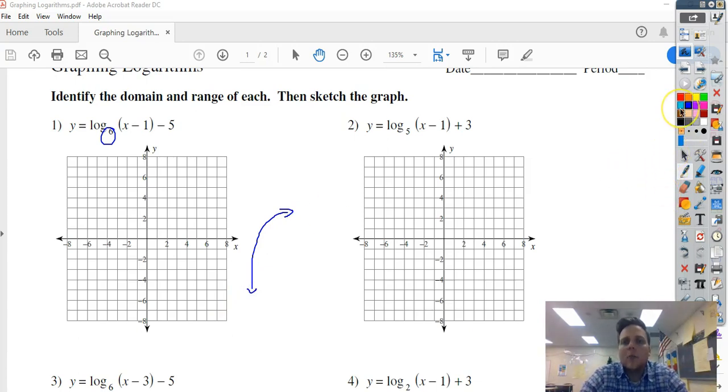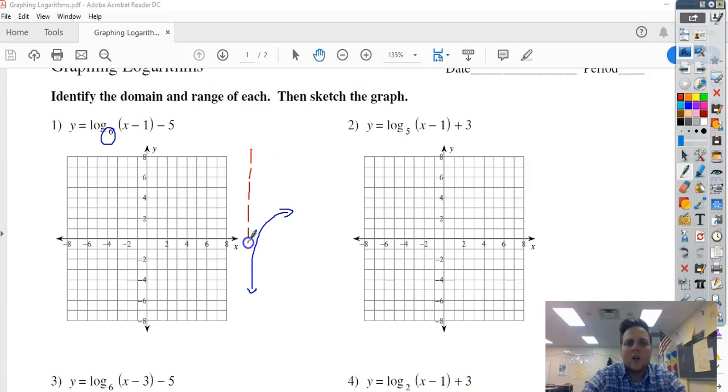If you remember, the exponential function had a horizontal asymptote. That was the dotted line we had, dash dash dash dash. Well, since this is the inverse of it, it should have a vertical dashed line.